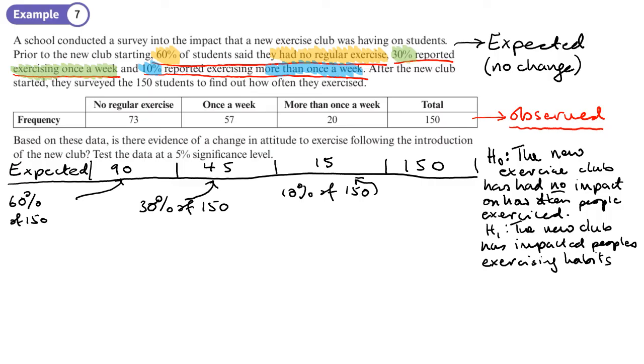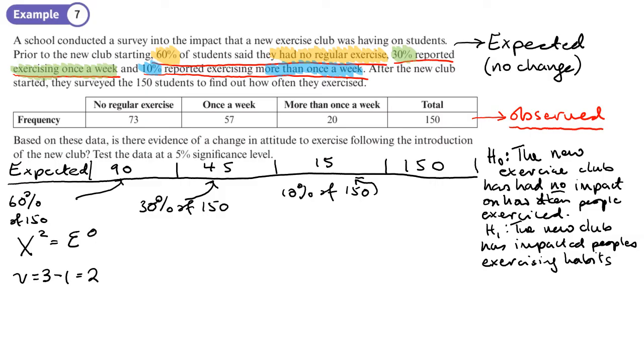So the first thing we need to do is to work out x squared. Before we do that, we need to look at the cells, look at the expected values. Have we got any expected values less than 5 that we need to combine? No. So I can work out the number of degrees of freedom. Since we've got 3 cells and 1 has to be fixed, we have 2 degrees of freedom. We'll use that in a moment.